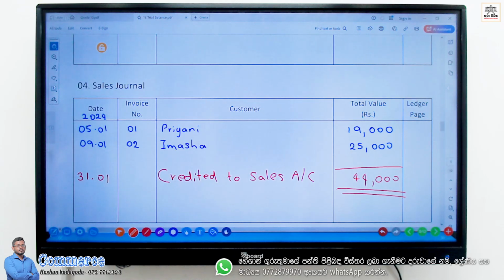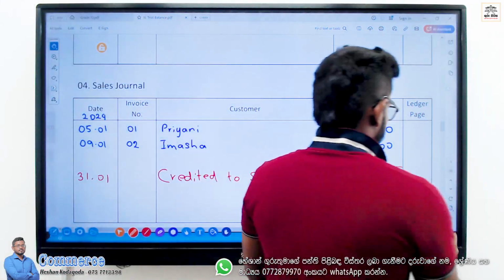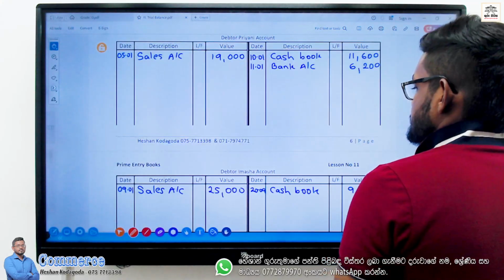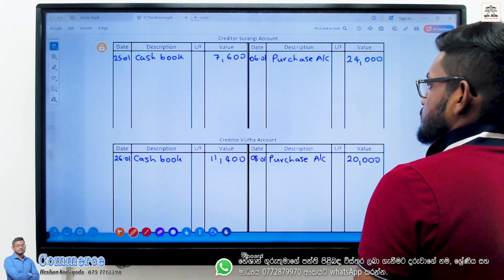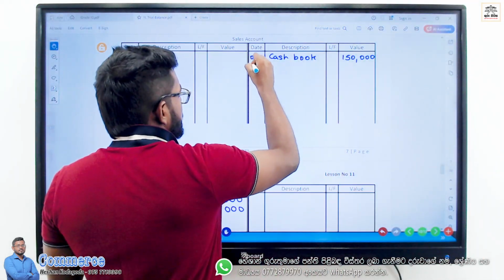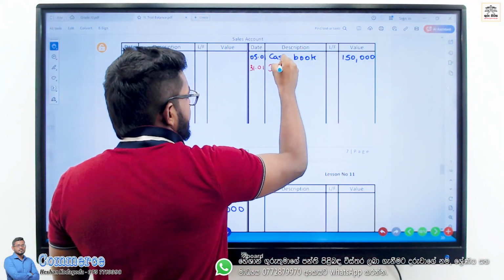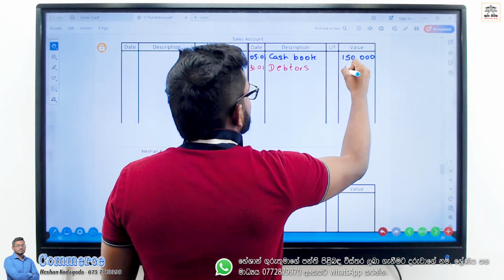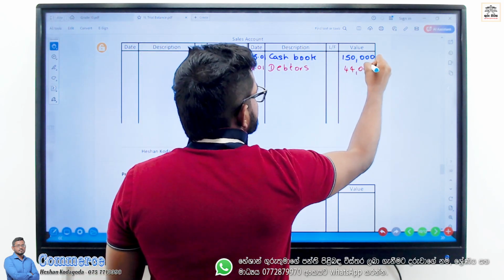You need to have a clear idea. Right? Go to the sales account. 31st of January. Write it as debtors. 44,000. Right?